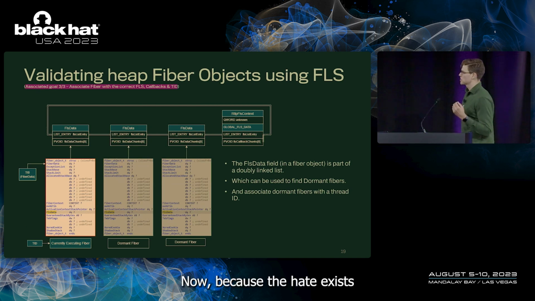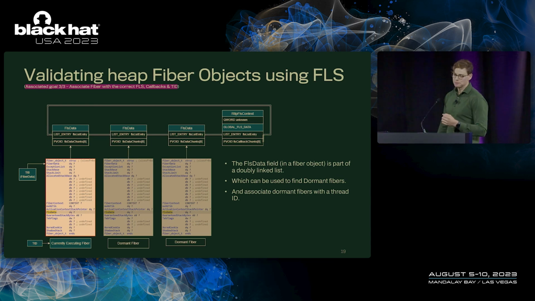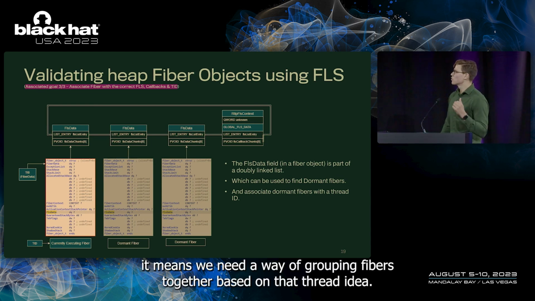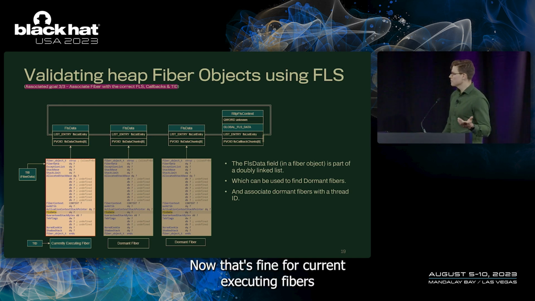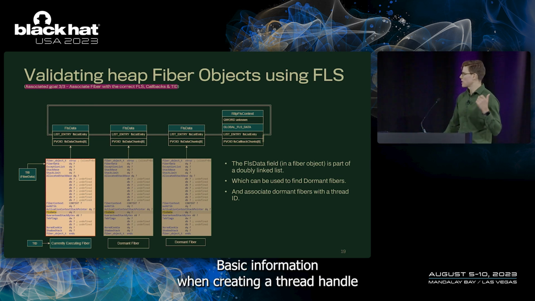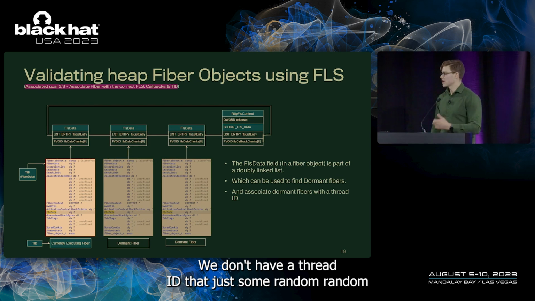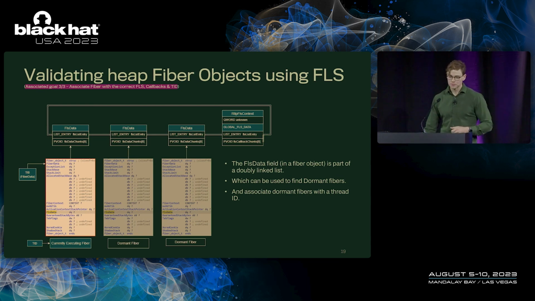Now, because the heap exists on a per process level rather than a per thread level, it means we need a way of grouping fibers together based on that thread ID. That's fine for currently executing fibers because we already have a thread ID from the thread basic information when creating a thread handle, and we just read that client ID field. But not for dormant fibers. We don't have a thread ID. They're just some random region of memory on the heap.